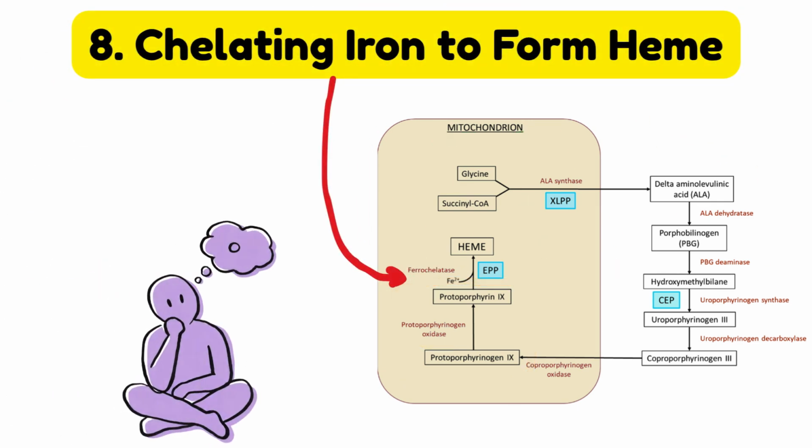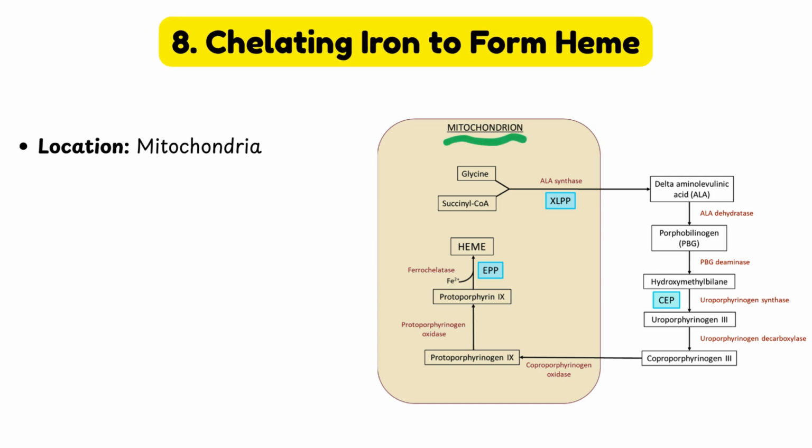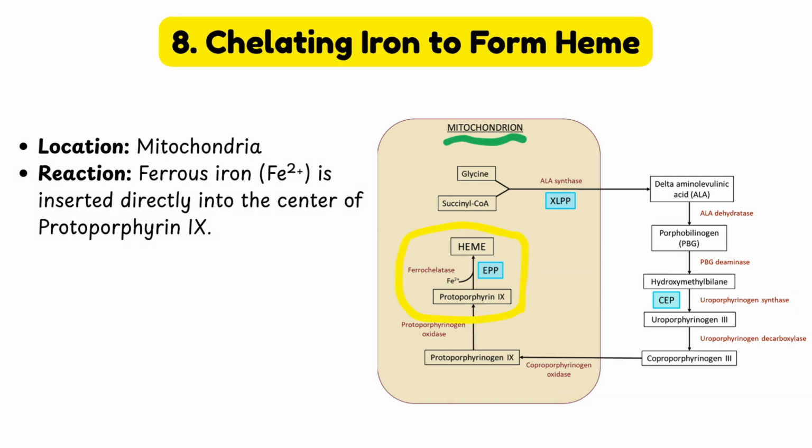Step 8. Chelating iron to form heme. Its location is also mitochondria. In this reaction, ferrous iron is inserted directly into the center of protoporphyrin 9 by the enzyme ferrochelatase.